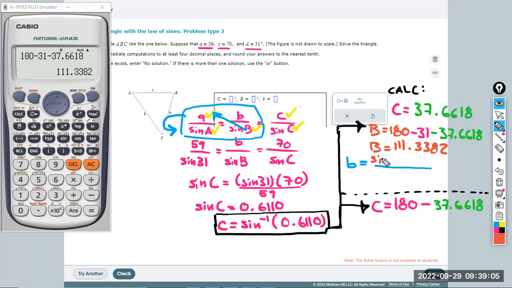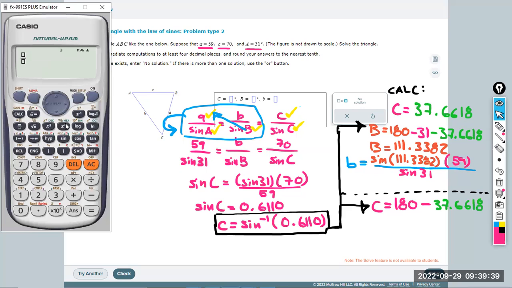Sine of the angle B that I just got times A that was given from the beginning, and that equals 59. And then divide everything by sine of A that was also given from the beginning, sine of 31. That calculation will give us side B, the final part of the first case.